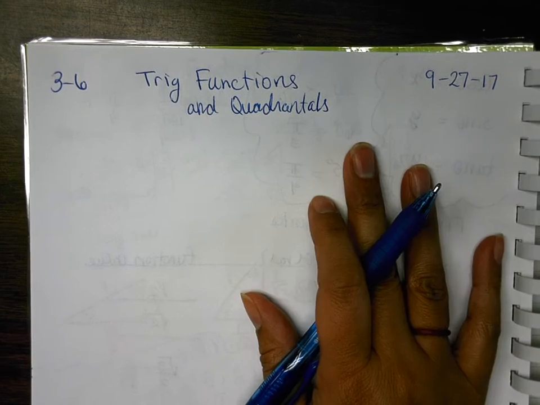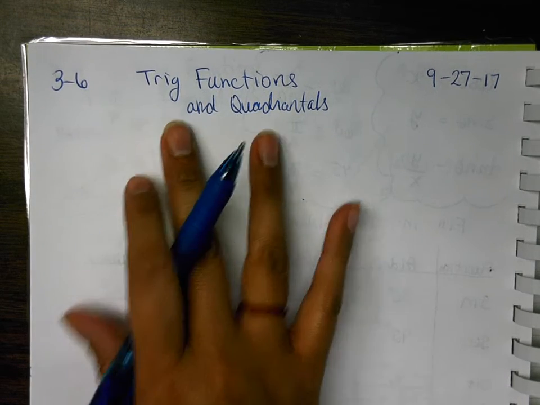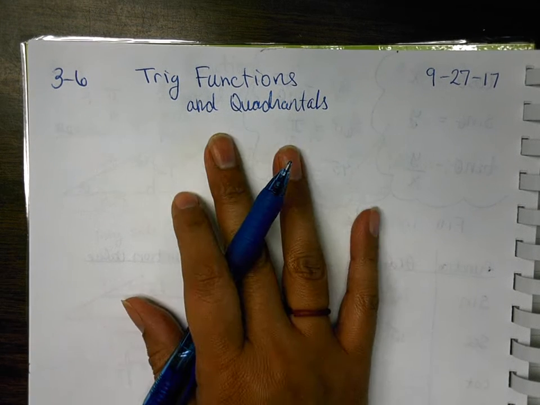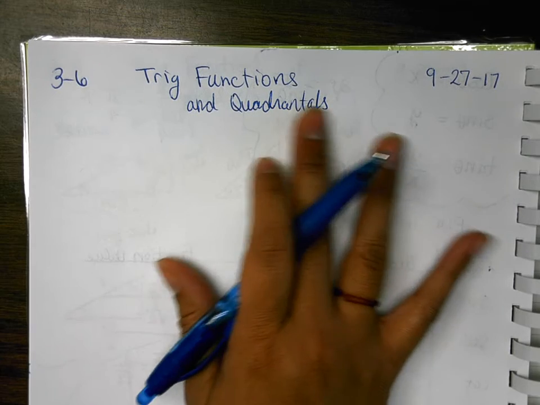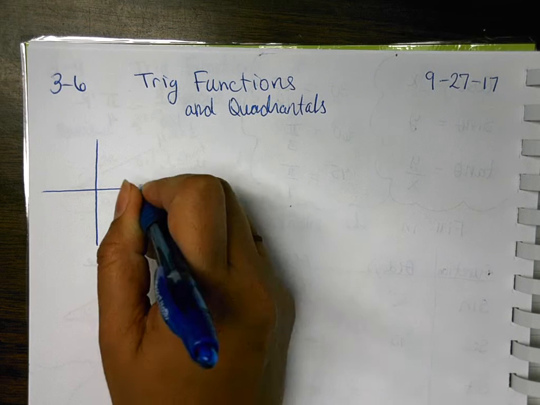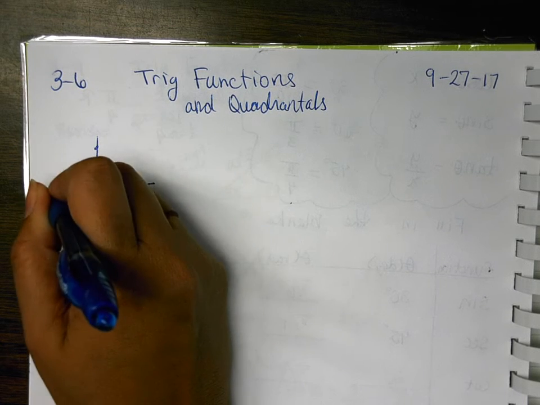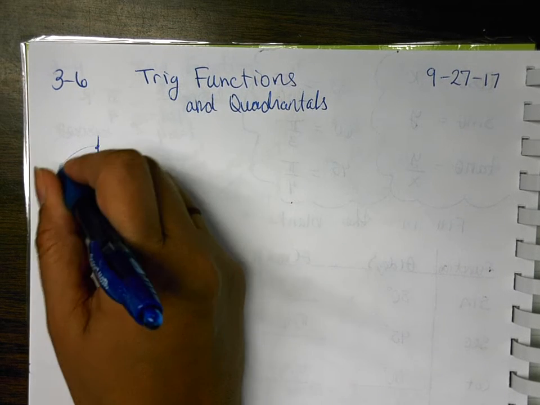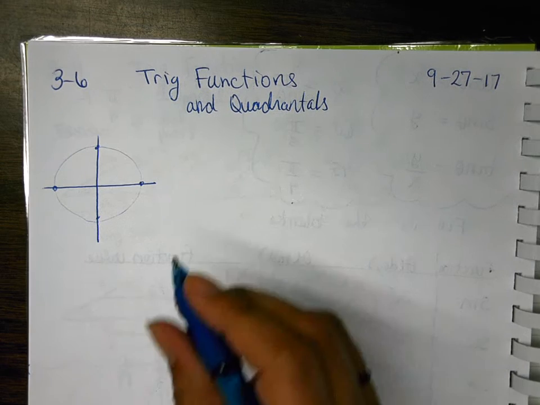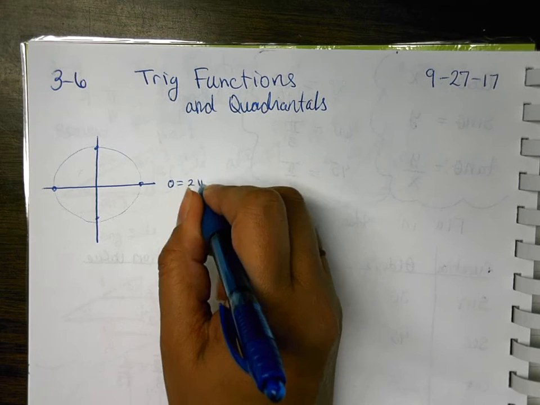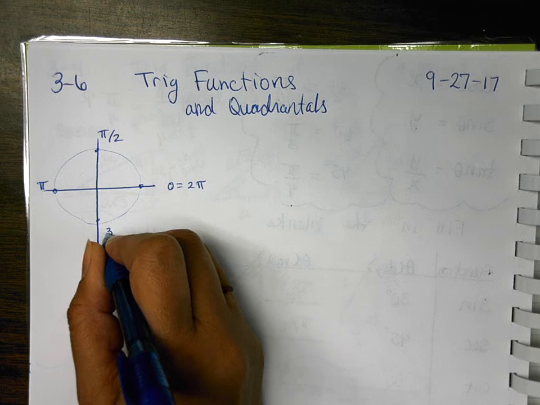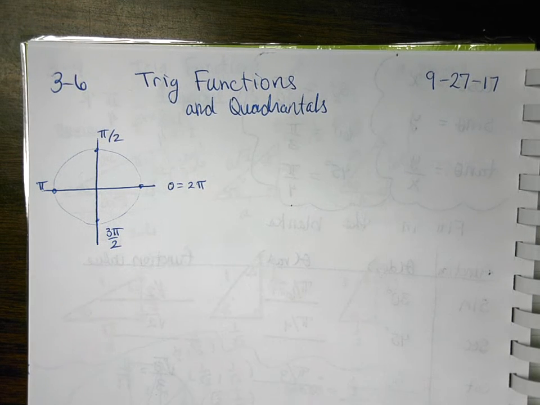Okay, trig functions and quadrantals. So trig functions, kind of what we were doing already this last lesson, 3.5, and we're adding quadrantals. Okay, so what are quadrantals? I'm going to put them in here. Let's say these are the endpoints of our unit circle. This is 0 or 2 pi, pi over 2, pi, 3 pi over 2, and 2 pi.